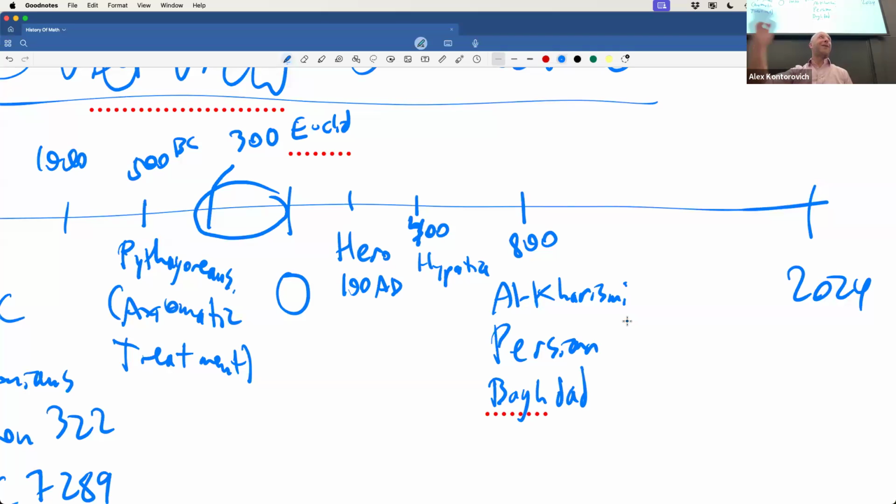If you anglicize that name, what does it become? Algorithm. The word algorithm is this guy's name. And the word algebra is this guy's textbook. Okay, so this is a very, very important person in the history of mathematics. And nobody lives in isolation. There's lots of people around him that are making important contributions, just like there's lots of people around Euclid that are making important contributions. Yes?